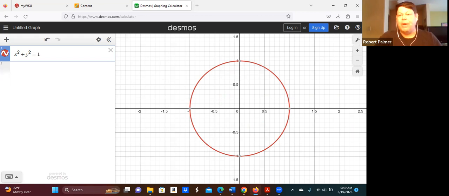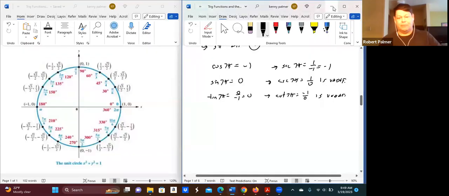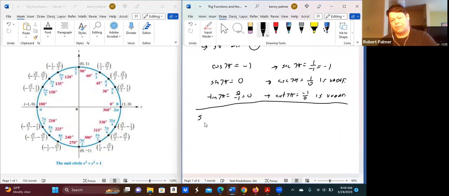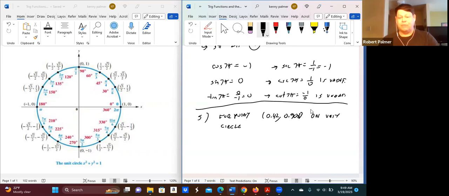Okay, let's pick one at random. Now, let's go back then. We'll show if we can do the same thing. Okay, so this is number 5. So for a point, say this, so for point 0.42, 0.908 on the unit circle, okay, let's find the values of our trig functions. Well, let me make it look a bit better.